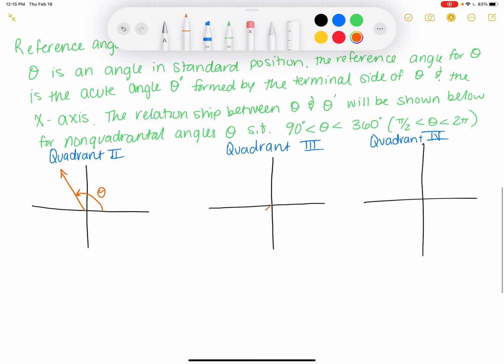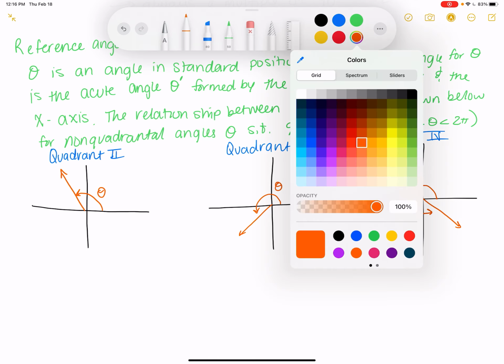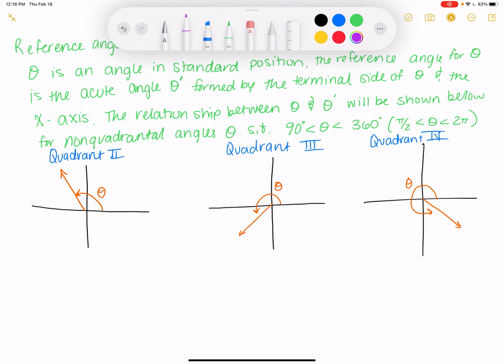Theta. Theta again. And all the way back around. Theta here. Okay. So then the reference angle that I'm referring to here is, let me try to find a color that's pretty different. Purple, hopefully that one's sufficient. So the theta prime is this area here, okay, our acute angle, and it's always with the x-axis.